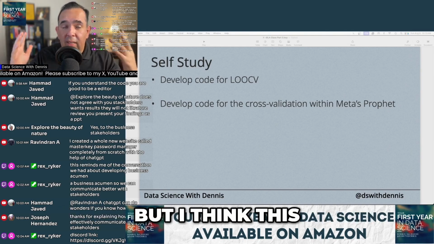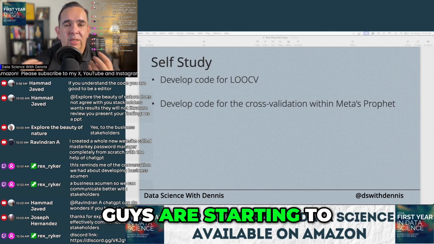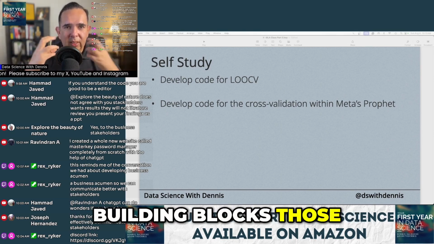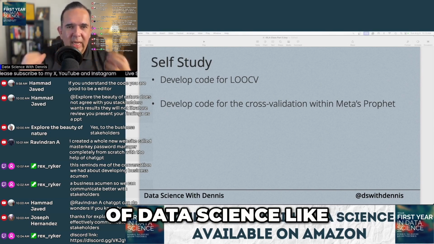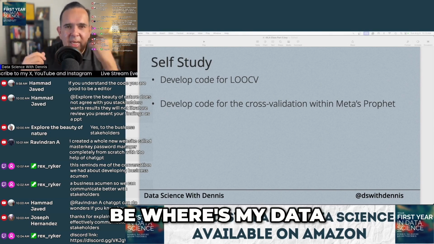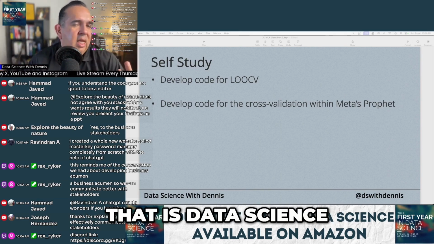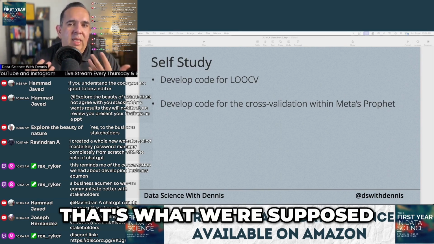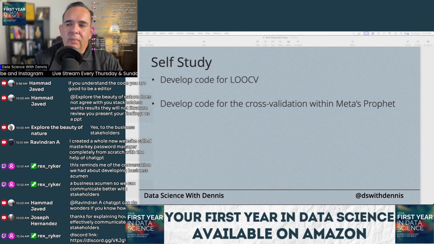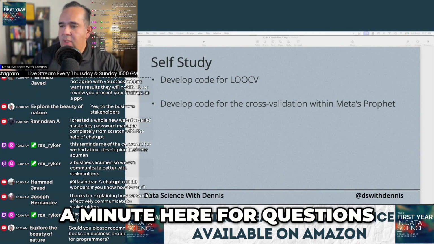But I think this is such a pivotal chapter. I hope that you guys are starting to see those building blocks, those fundamentals of data science. Like you're always going to be doing this, right? You're always going to be asking, where's my data? Try it against my model. What did it tell me? That is data science. Like that's what we're supposed to be doing. So I'll give you guys a minute here for questions.